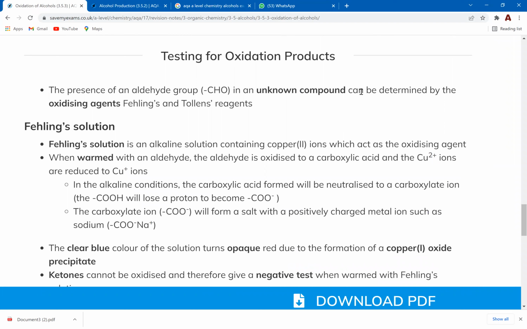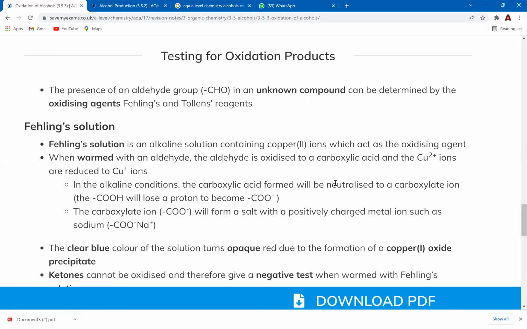Testing for oxidation products to see whether the compounds can further get oxidized or not. You can use these oxidizing agents other than potassium manganate and potassium dichromate. Fehling's solution is an example. So Fehling's solution is basically a compound containing copper 2 ions, and it acts as an oxidizing agent. If you react any compound with a Fehling's solution, basically these copper 2 ions get reduced, and you get a color change of, you could say, blue to red.